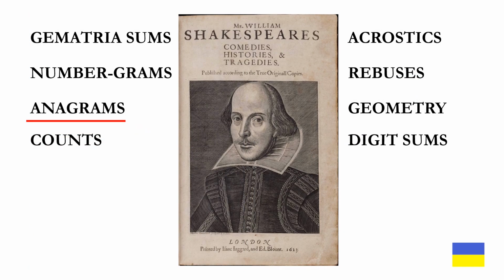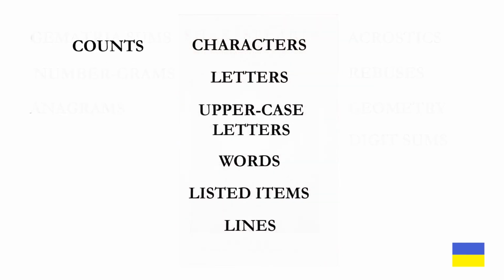Next we have anagrams, in which letters and words are rearranged to form hidden messages and names. Next we have counts. We count the following things: characters, letters, uppercase letters, and lowercase letters. This is the most important because they're the easiest things to see on the page. Puzzle creators use them most often. We also count words, listed items, and lines.